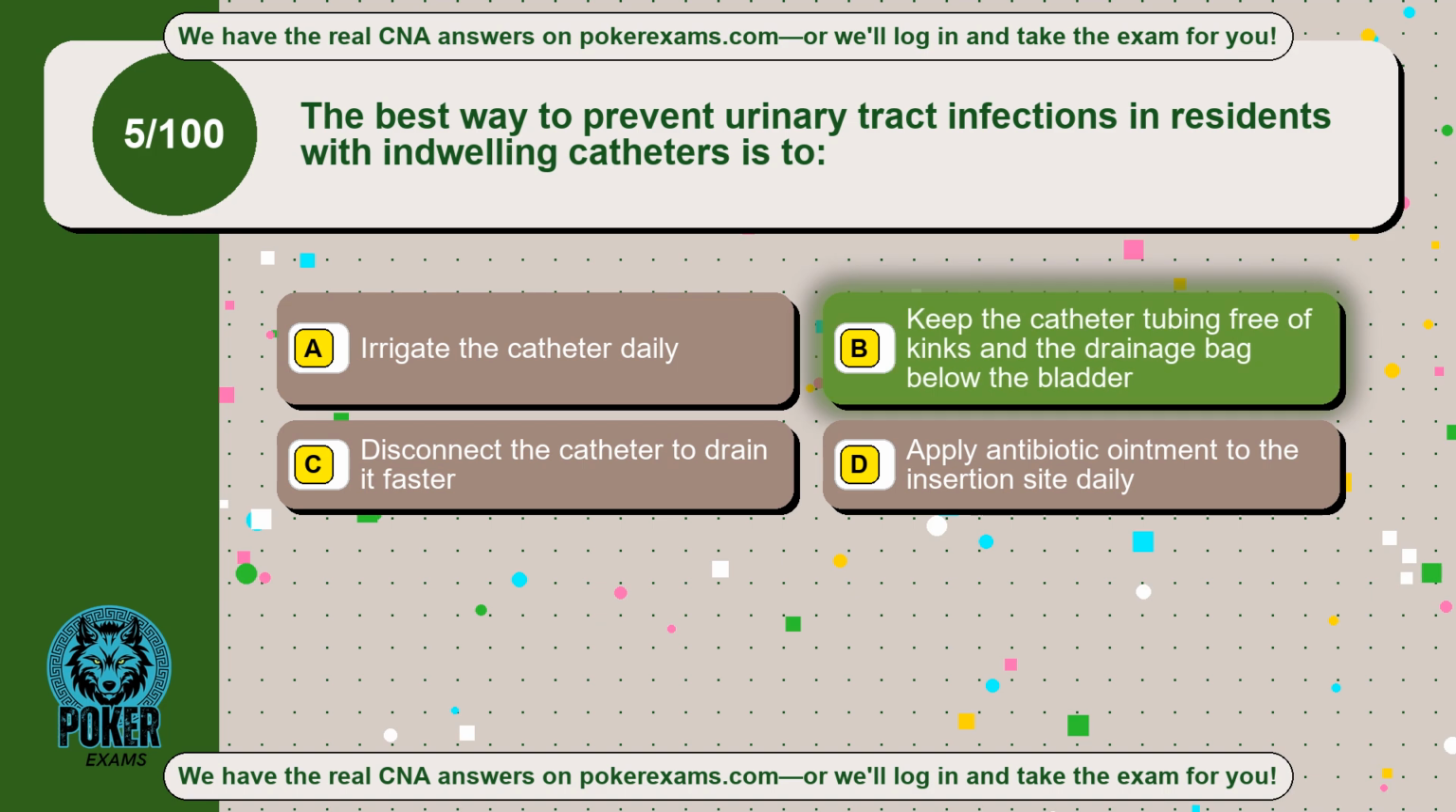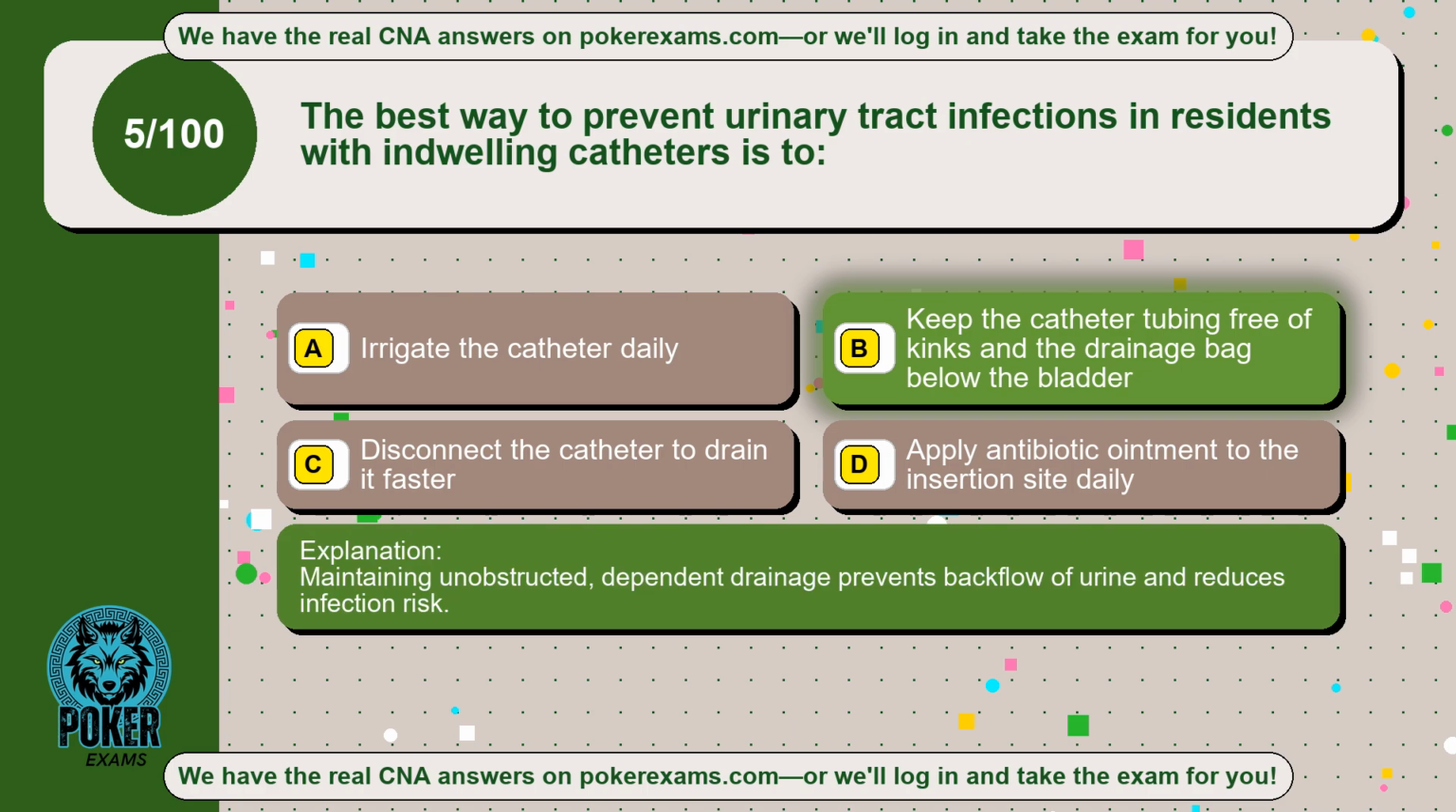The correct answer is option B, keep the catheter tubing free of kinks and the drainage bag below the bladder. Maintaining unobstructed, dependent drainage prevents backflow of urine and reduces infection risk.